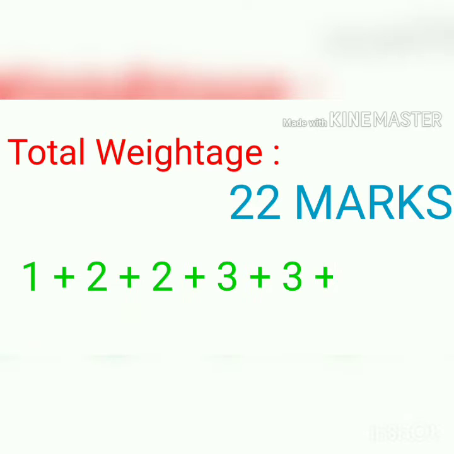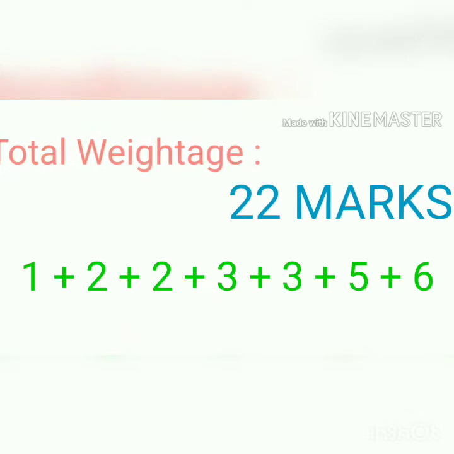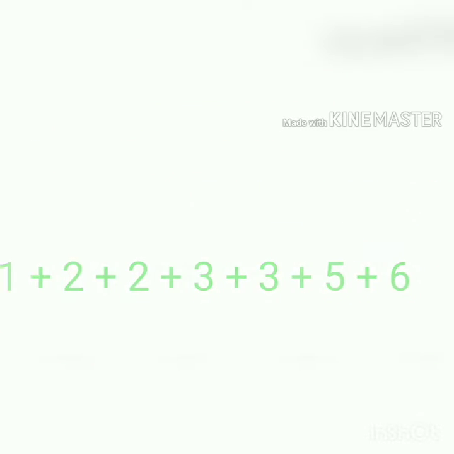Now let's see what are the marks allotted in this chapter. So it is 1 plus 2 plus 2 plus 3 plus 3 plus 5 plus 6. So you have two 2 markers and two 3 markers. You have a 1 marker and a 5 marker and a 6 marker from this chapter. So now let's see what are the questions that can be asked from this chapter.